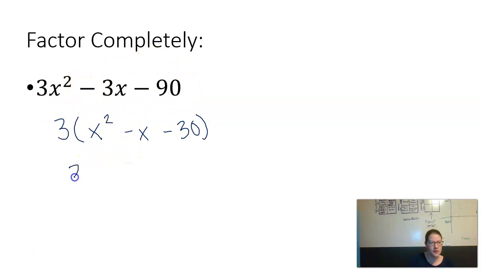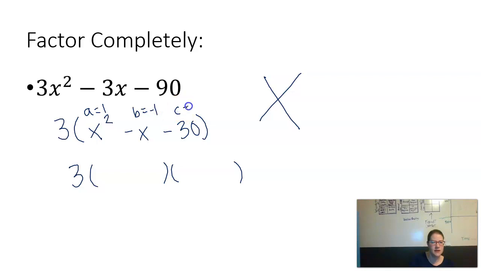All right, so again, the 3 is going to stay out front, but we're going to ignore it for a minute while we x factor what's inside the parentheses. So a is 1, b is negative 1, and c is negative 30. So a times c would be 1 times negative 30.